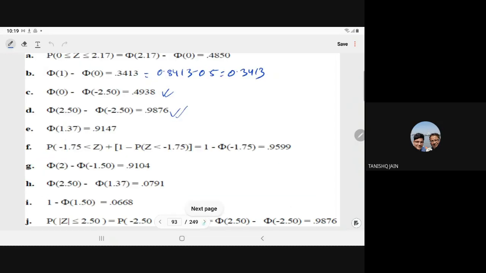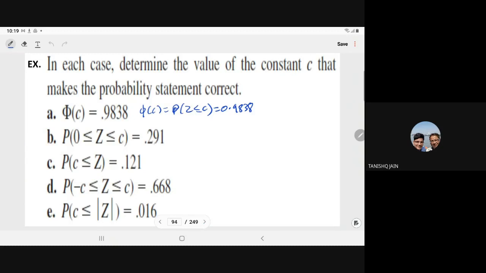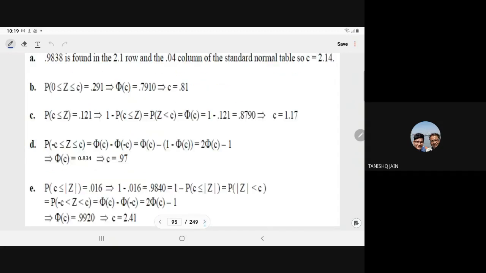Yes, give me the value. 2.14 sir. So if you observe, it is at the row of 2.1 in the column of 0.04. Now verify, so it will give you C equal to 2.14. In the table body you search 0.9838, it is in the row 2.1 and the column 0.04, so you get the required value of C.